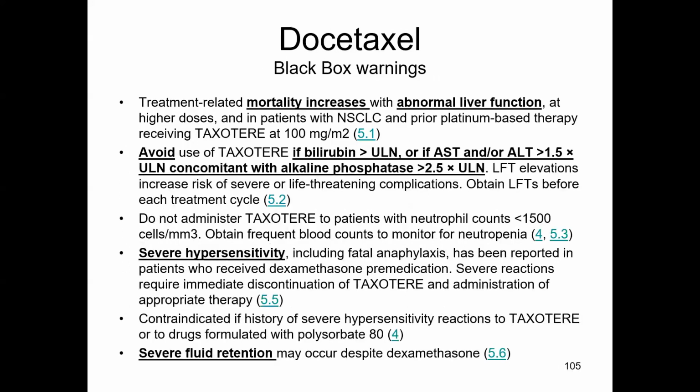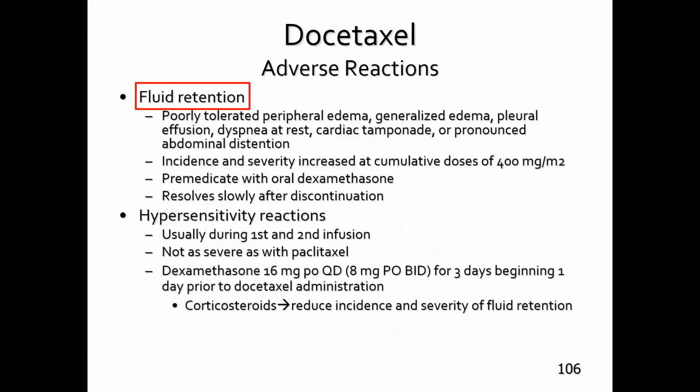I do want to mention this black box warning for docetaxel, increased mortality with abnormal liver functions. So if you have increased bilirubin and AST, ALT, or transaminases, you're not going to want to give the drug because you do increase the risk of patients' mortality. At the very bottom, it shows severe fluid retention despite dexamethasone. This is unique to docetaxel and doesn't happen with paclitaxel. This is a poorly tolerated peripheral edema or generalized edema.